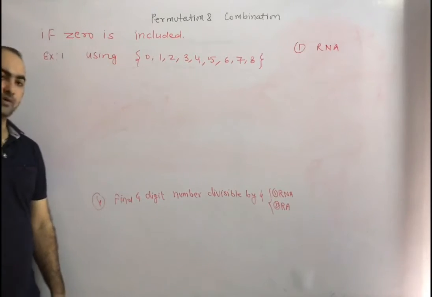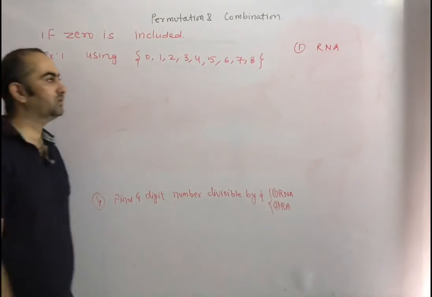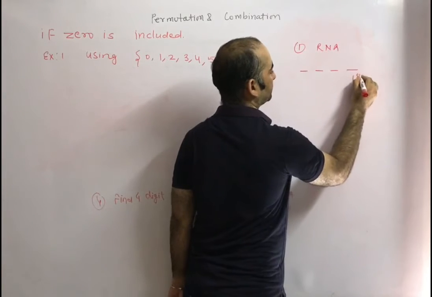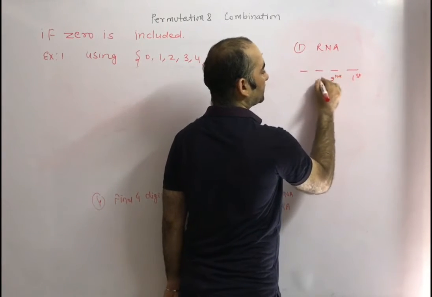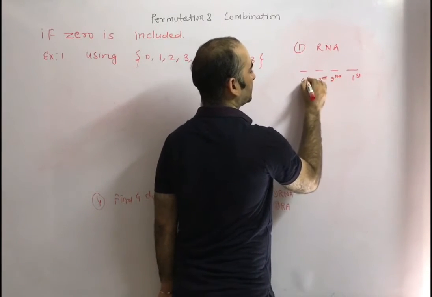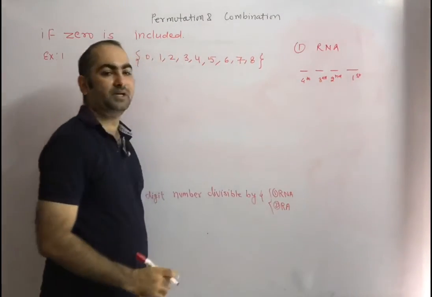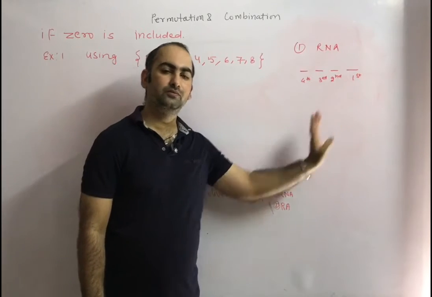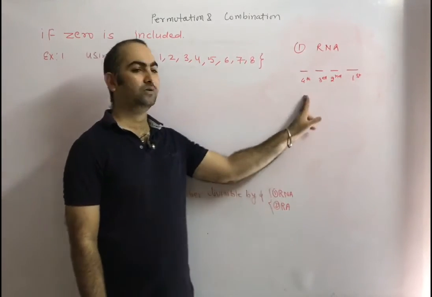Okay. Now we want a 4-digit number. That means you are selecting 4 places. 1, 2, 3, 4. This is first place. This is second place, third place, and fourth place. Okay. We want a 4-digit number. That means you have to fill all the 4 places. That means your task is what? Filling all the 4 places.